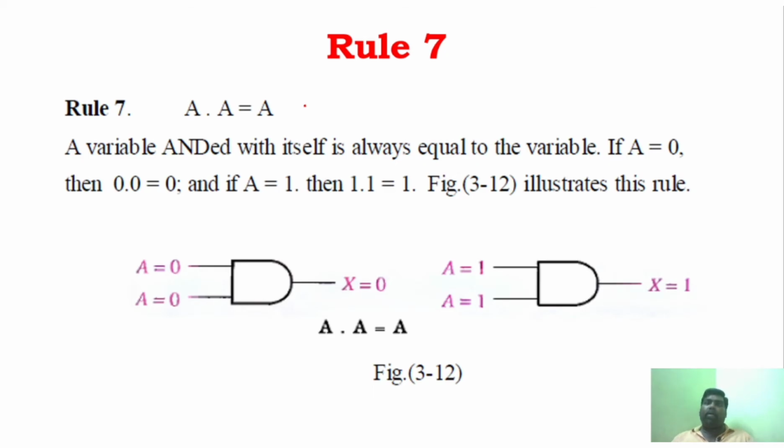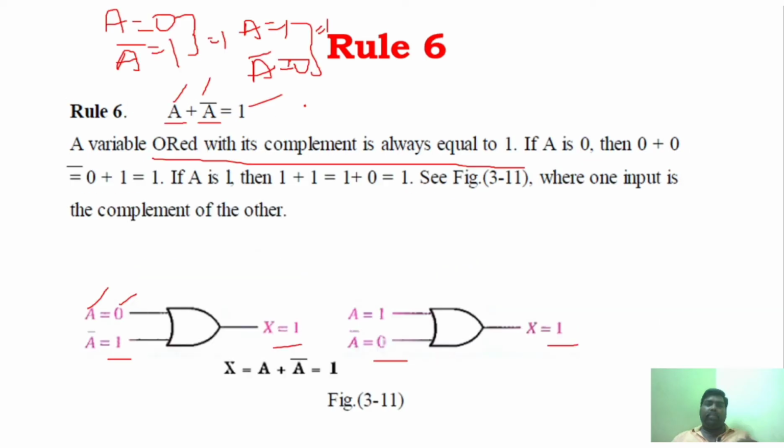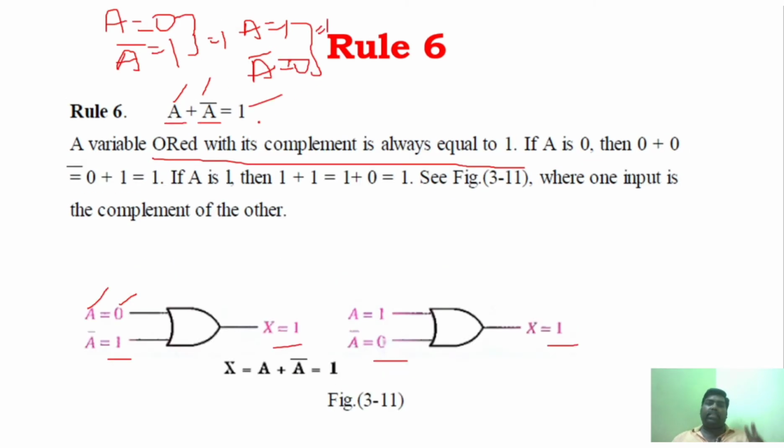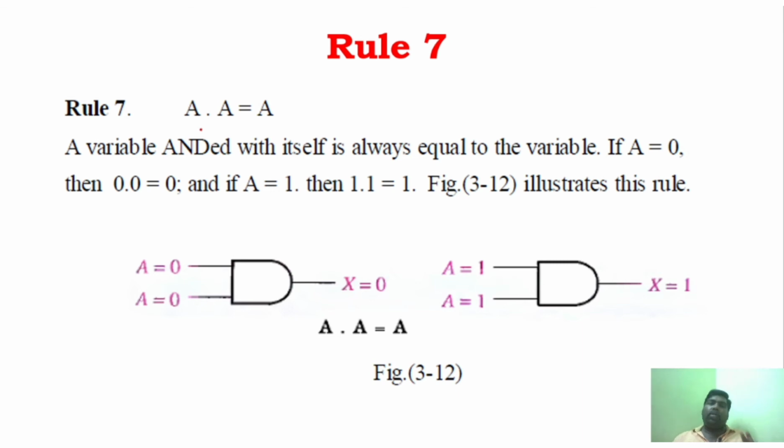Here what we are going to see is the AND operation on a variable. We saw in rule number 5 that A plus A is equal to A. Similarly, here we are going to see A dot A is equal to A. So any variable ANDed with itself is the same variable.